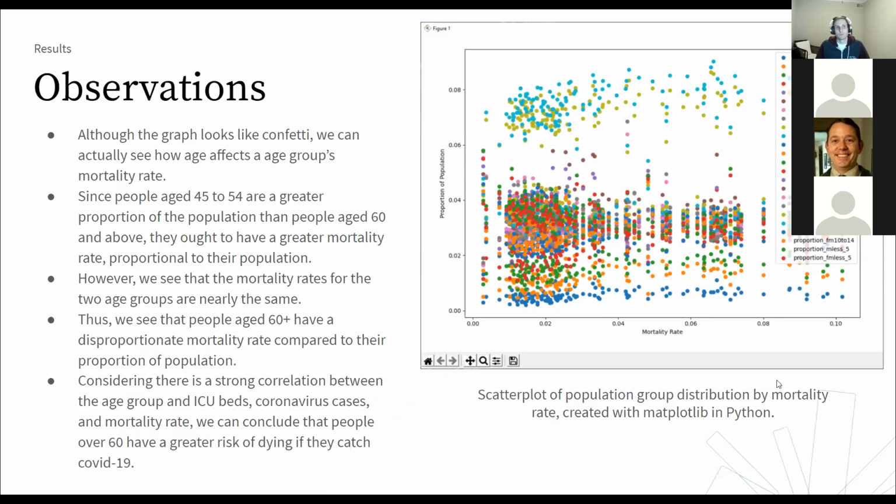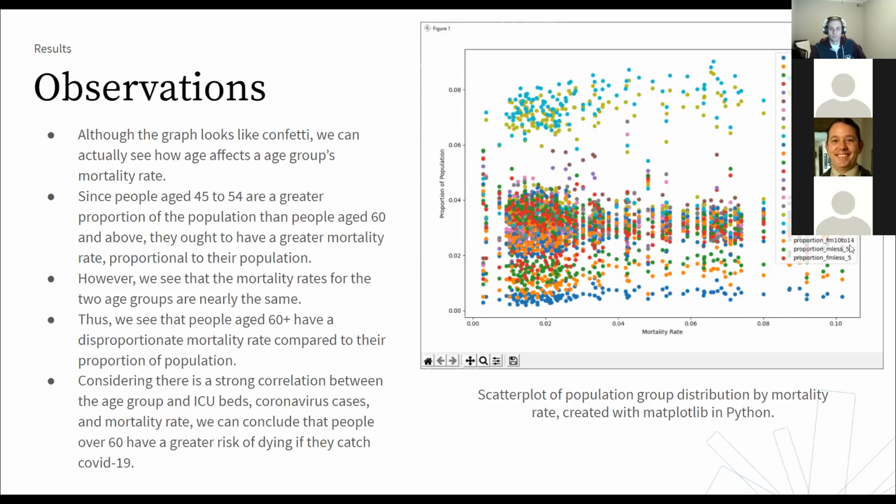This is a scatter plot of population group distribution by mortality rate. The data had quite a few different groups. Those are all listed to the side, and it can be a little bit overwhelming to look at. They're organized by gender as well as age group. So there's less than 5, 5 to 9, 10 to 14, 15 to 19. And one thing that I didn't quite like about this is as the age increases, the groups are less consistent.